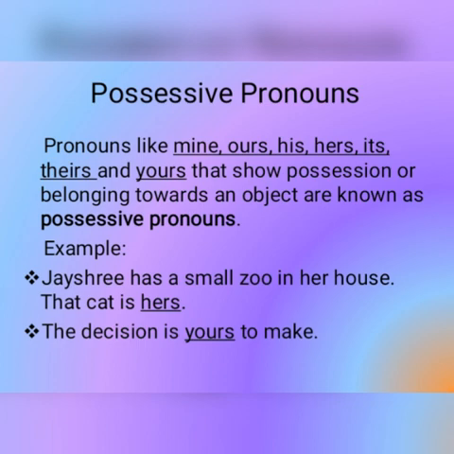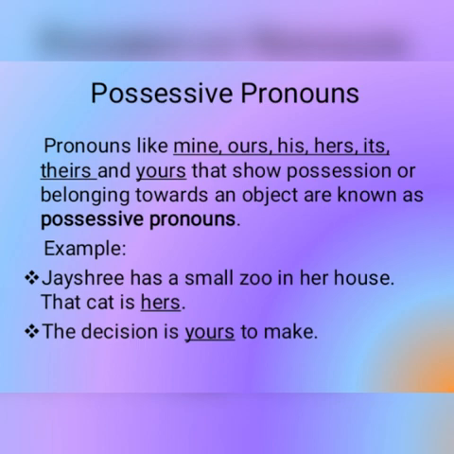Now the second type of pronouns that we have is possessive pronouns. Pronouns like mine, ours, his, hers, its, theirs and yours that show possession or belonging towards an object are known as possessive pronouns. ये वो pronouns होते हैं जिससे हमें belongingness या किसी चीज़ के possession के बारे में पता चलता है कि ये चीज़ या ये object किसको belong करता है.